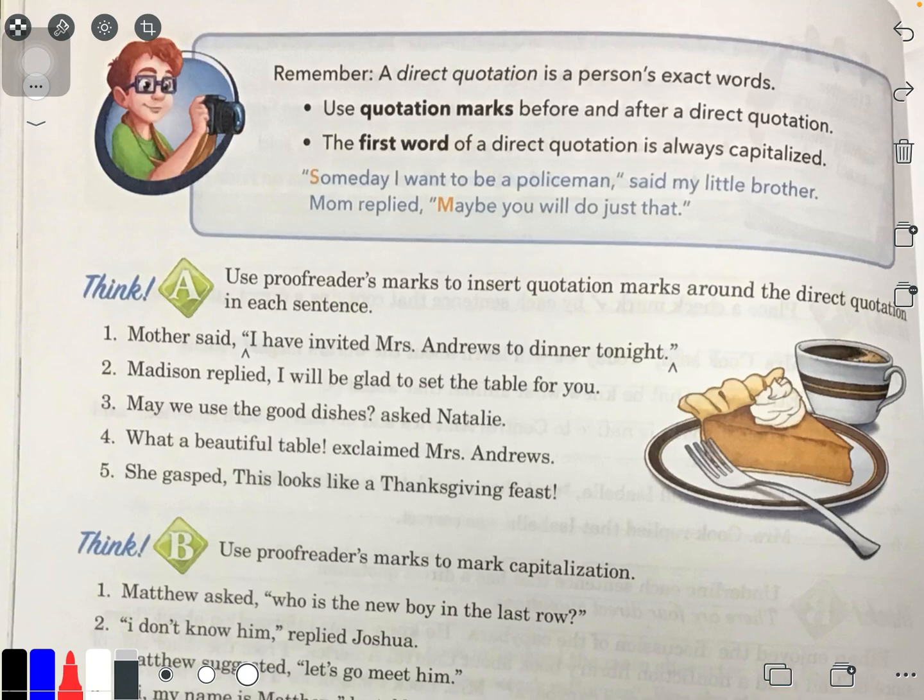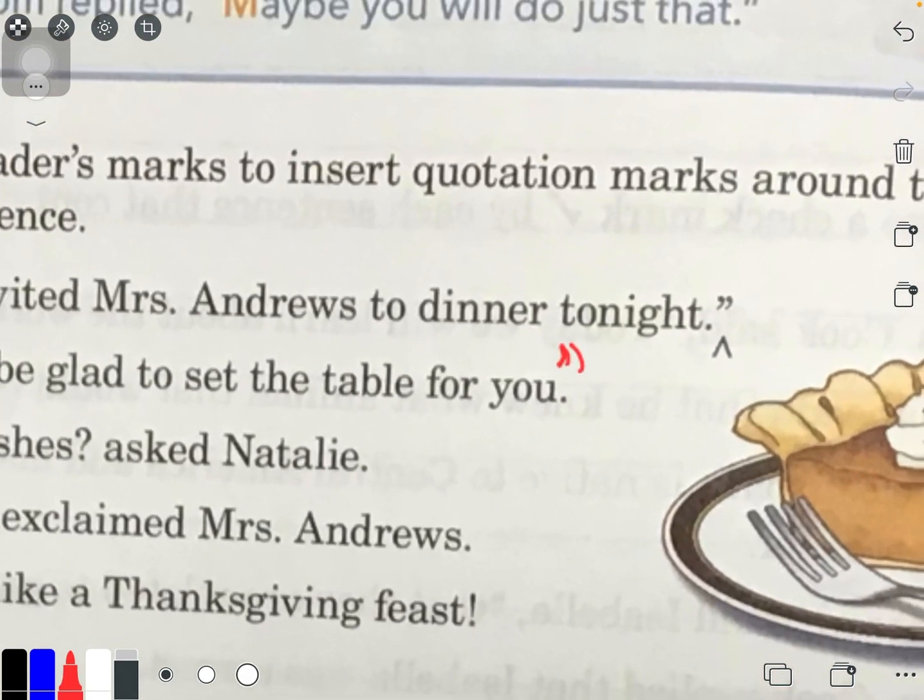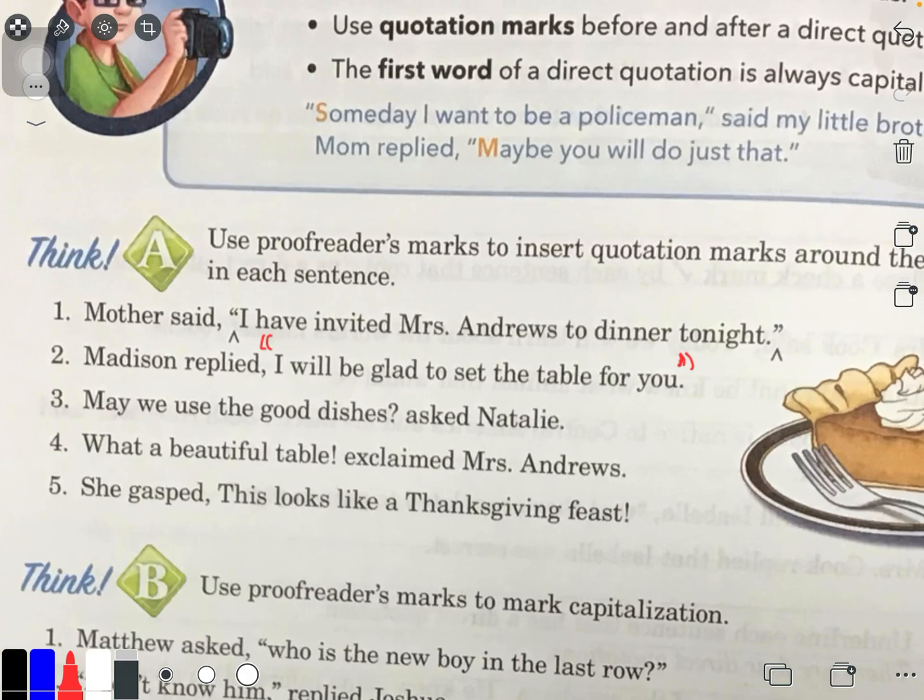So let's look at number 2. Madison replied, "I will be glad to set the table for you." Replied was a dialogue tag in our spelling words. So I'm going to put my quotation mark right here. Now, I'm not going to use a caret, it's going to get cluttered if I put too many little symbols, and the quotation mark is fine. So that's where I'll put the next one. Okay, hope you see that. It's kind of weird. I'll fix it. Okay, let's look at the next one.